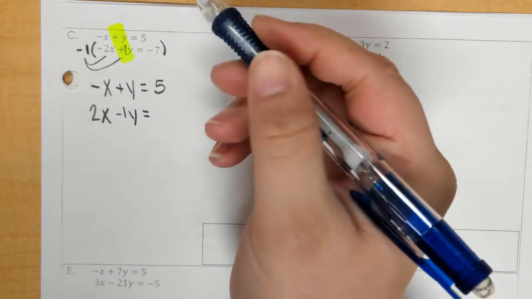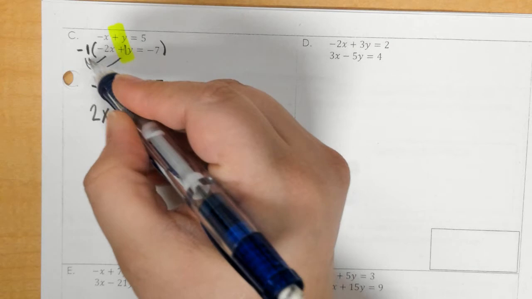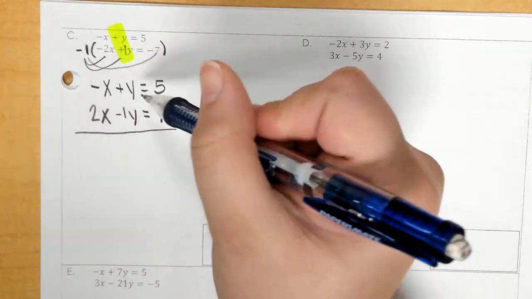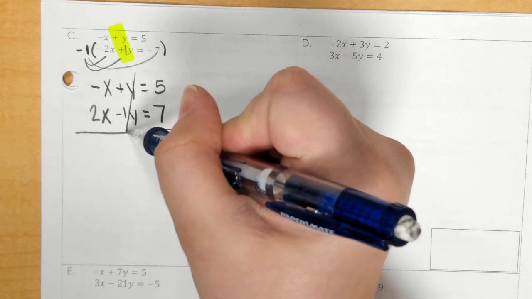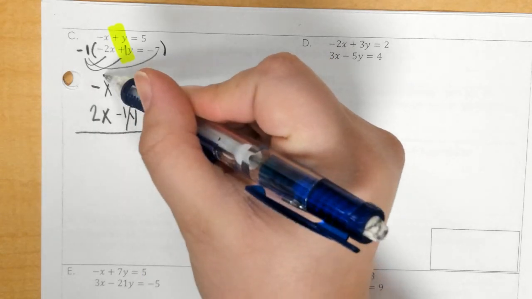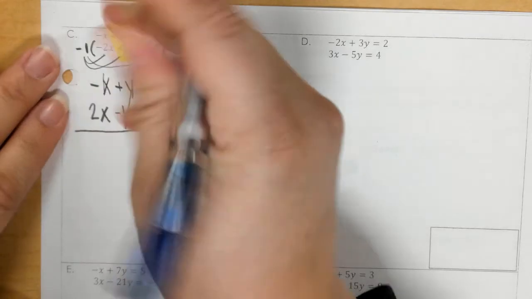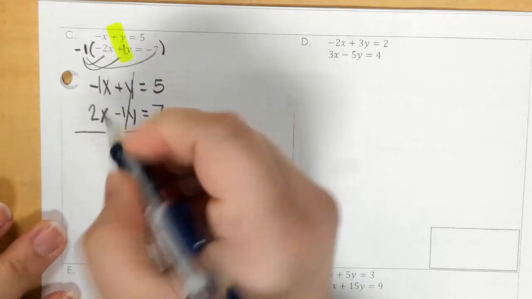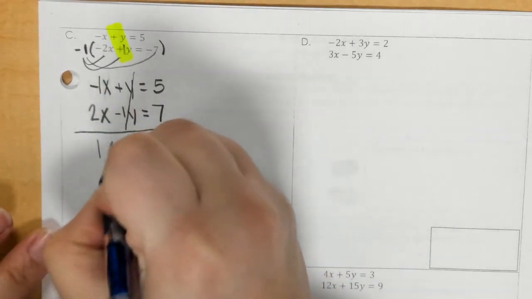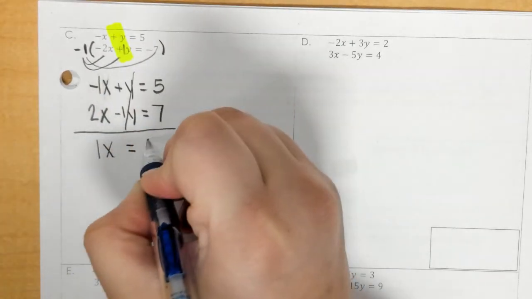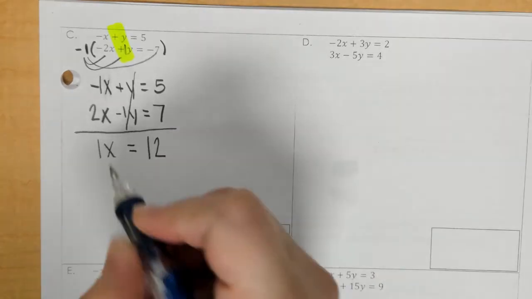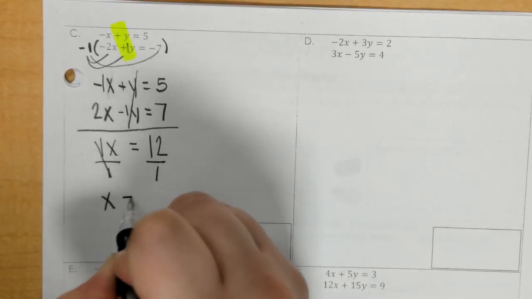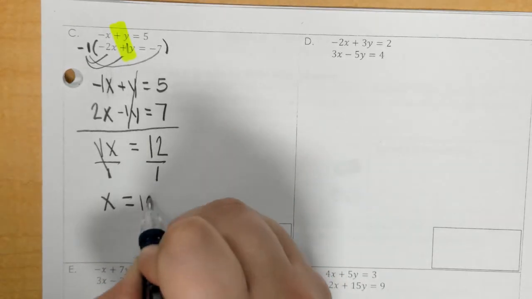Negative 1 times positive 1, negative 1. And then negative 1 times negative 7 is a positive 7. So we can eliminate our y's. Negative 1, oops. So negative 1x plus 2x is 1x. 5 and 7 make 12. And to get x by itself, we divide by 1. So 12 divided by 1 is 12.